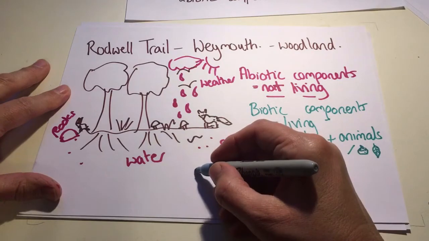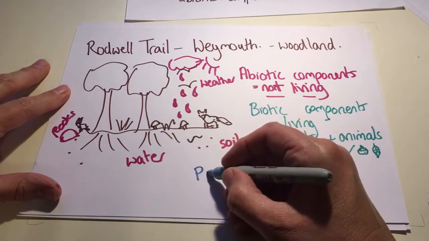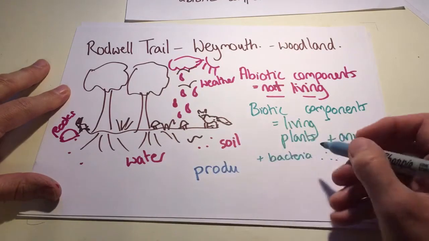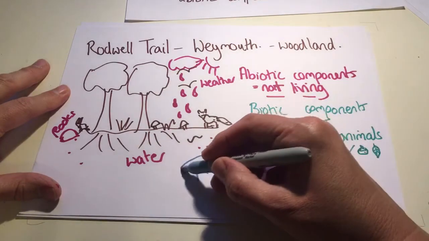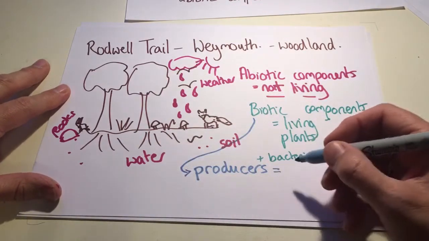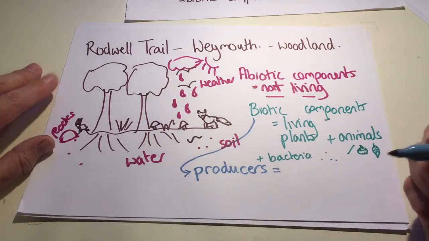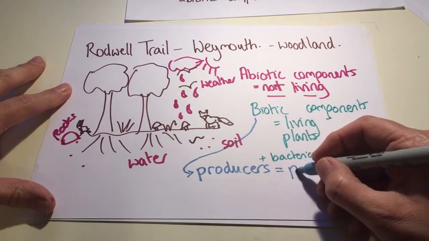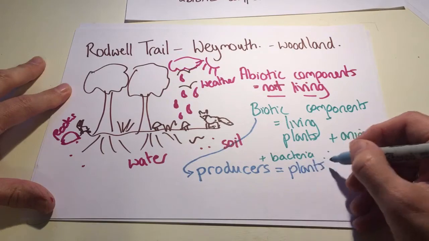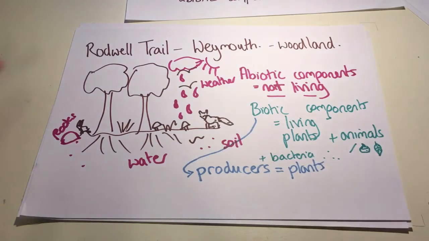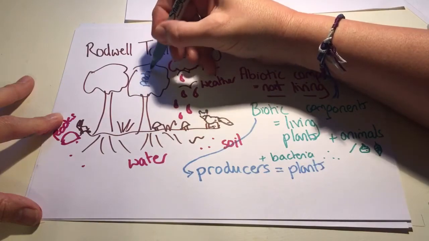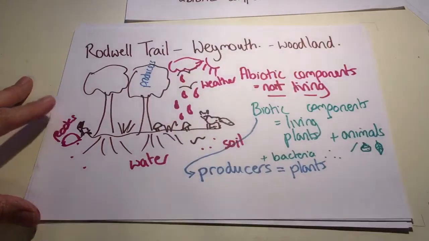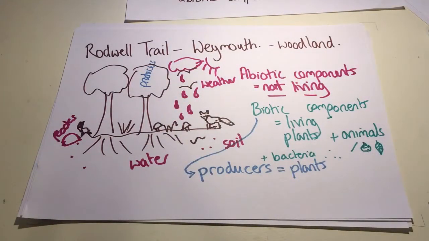So some of these organisms are producers, and producers can produce their own food, and they are the plants. Okay, so the producers are the plants. So over here, we could write down that these are producers. Okay, there we go. There's our producers up there.